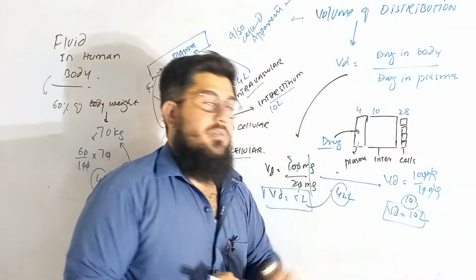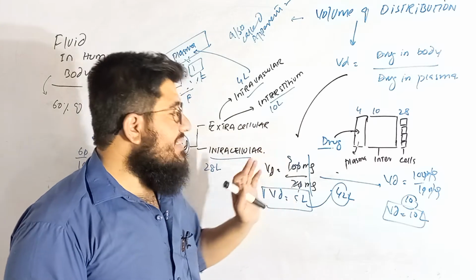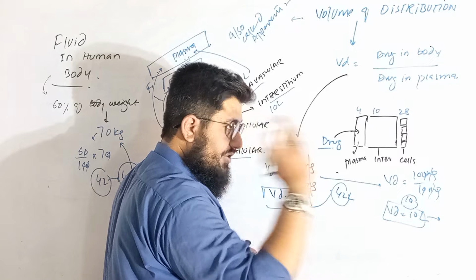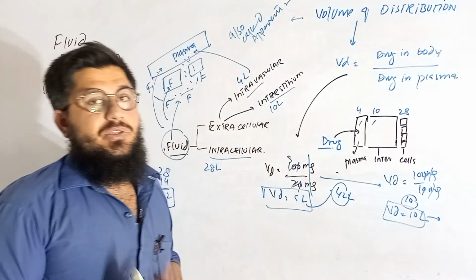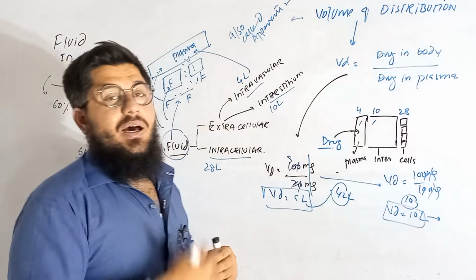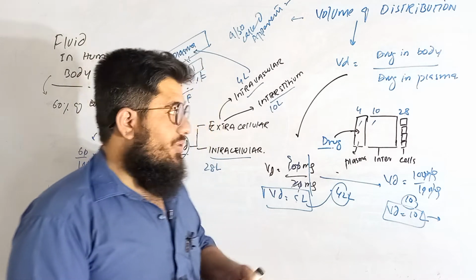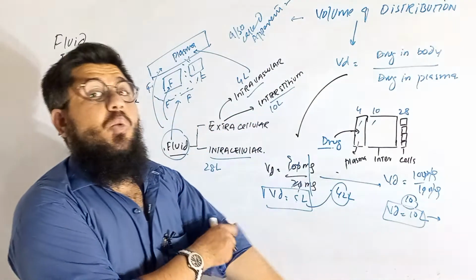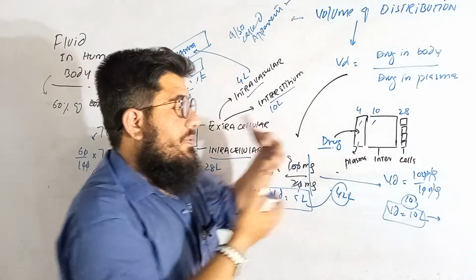Now what does this mean? Simple. Where is 10? Here, 4 and 10. It means that the drug has distributed from the plasma to the interstitium. Now it is in the interstitium. Why? Because the value is larger. The higher it goes, the more it tells us about the distribution of the drug. So this formula helps us understand how much of the body volume is being covered by the drug, or where the drug has diffused.